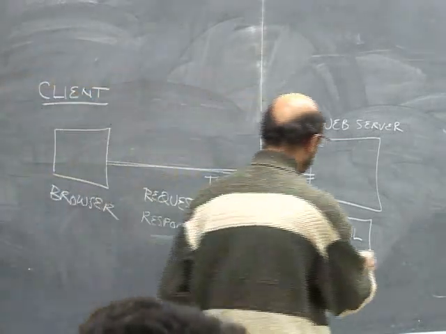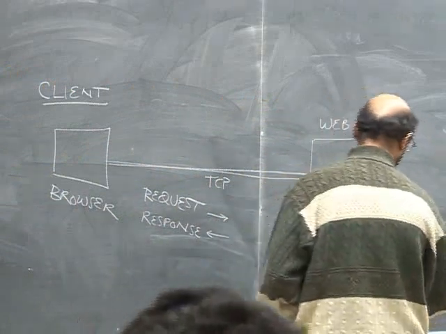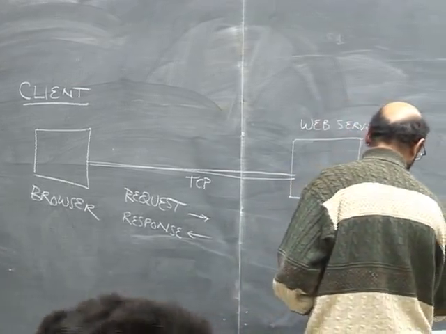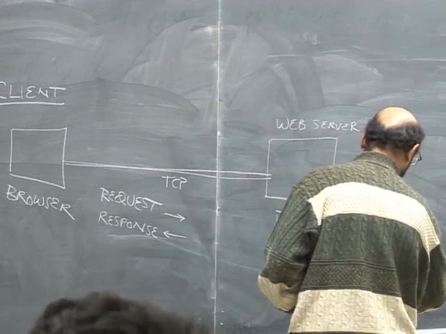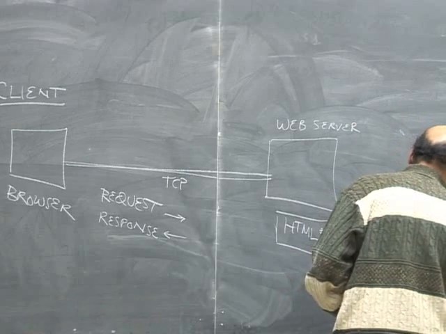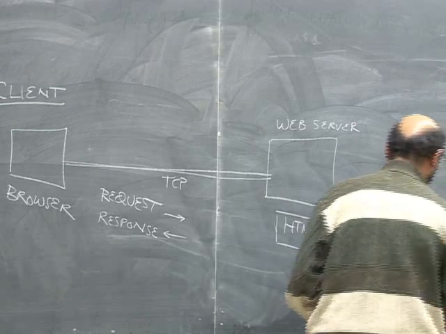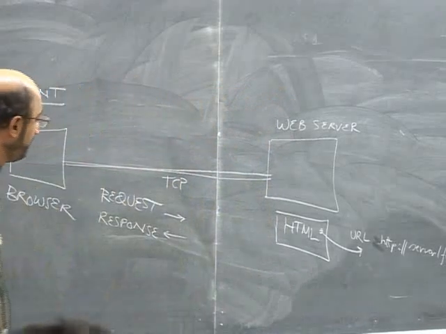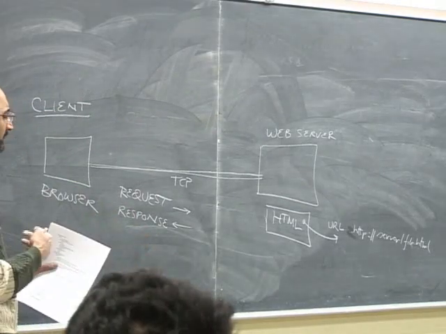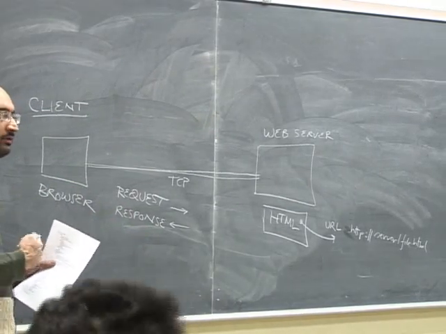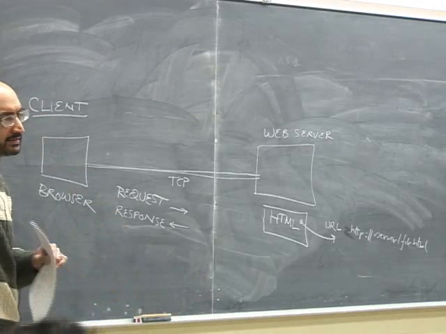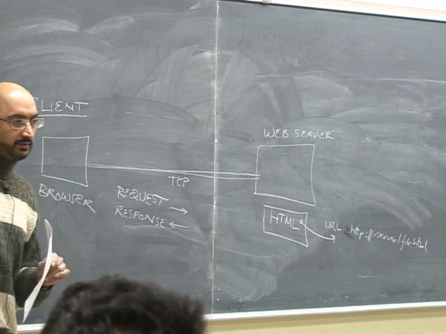So this HTML file contains within it references, and these are called URLs, Uniform Resource Locators, which are of the form HTTP://some server/file.html. So this is typically what an HTTP request URL looks like. So the beauty of this is that when you get one file back from the web server, you have a pointer to other files you can go and get from other web servers. And they in turn can point to other web servers and so on.